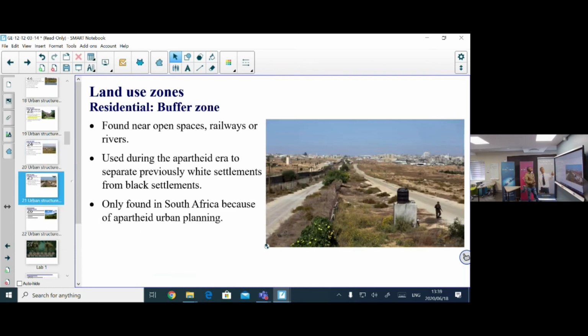Then we look at the buffer zone. As it is self-explanatory, this term actually means it is the area between the city and the rural area, found near open spaces, railways, or rivers, used during the apartheid era to separate previously white settlements from black settlements. So it is actually separating the areas, the poor areas and the rich areas. It is only found in South Africa because of apartheid urban planning.